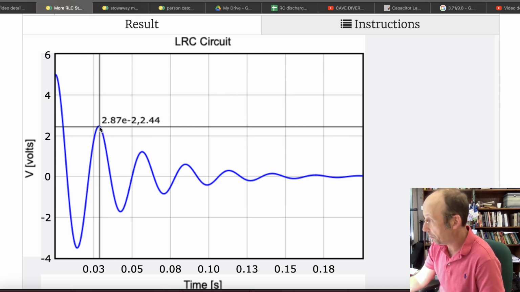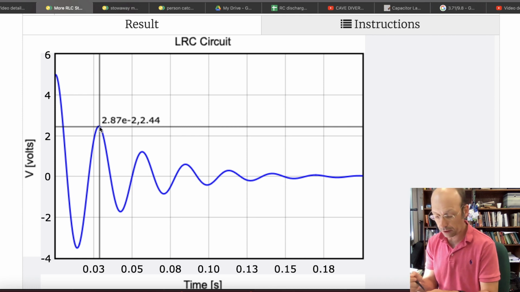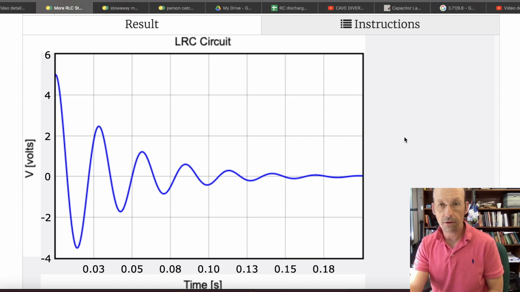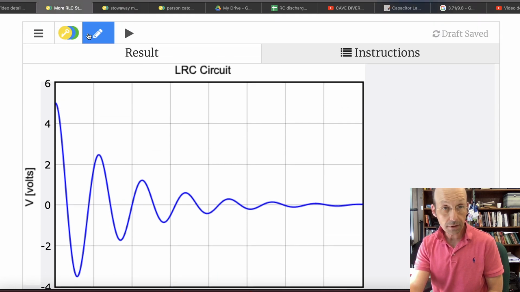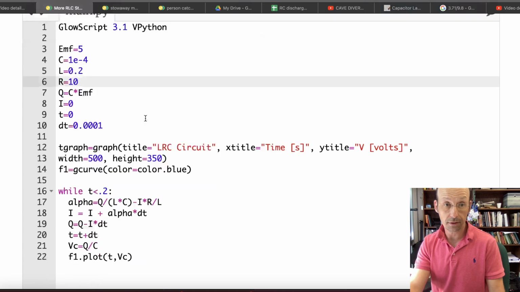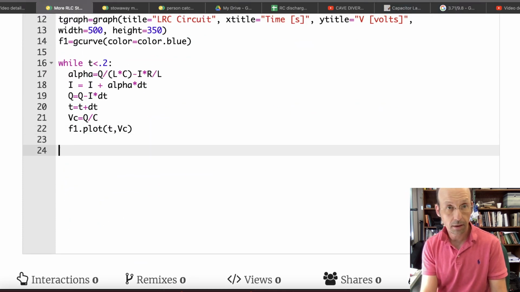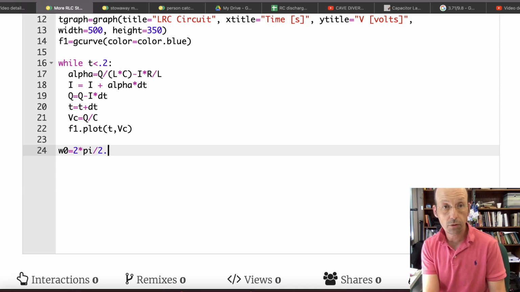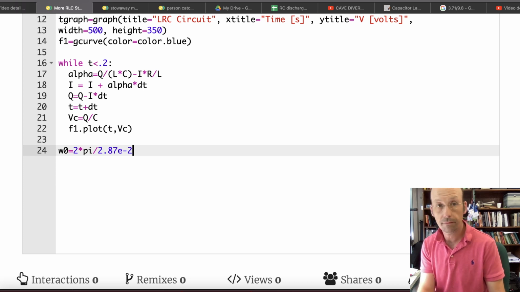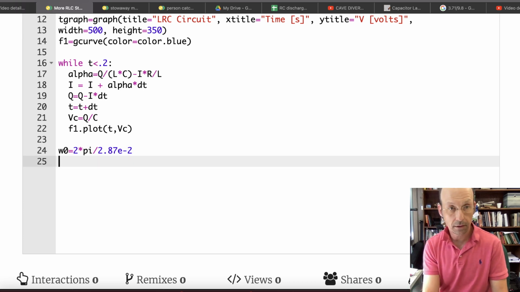So omega would be, is it 2 pi? It's 2 pi over T, where T is the period. Okay, so let's print out the frequency. I have a calculator right here, so I don't need to do it by hand. Let's say omega 0 is going to be 2 times pi divided by 2.87 e to the negative 2. That was what I had, right? Yeah. And then let's print that.